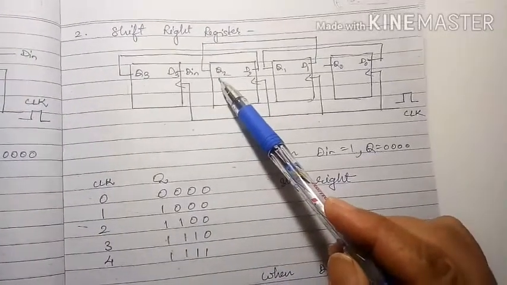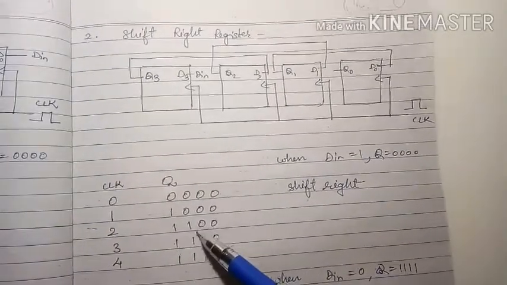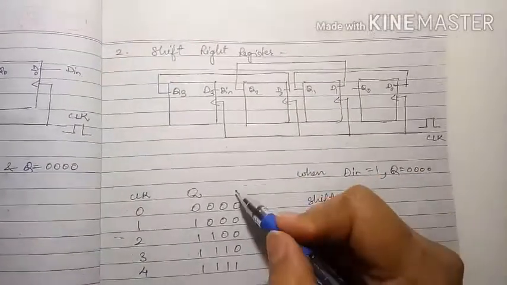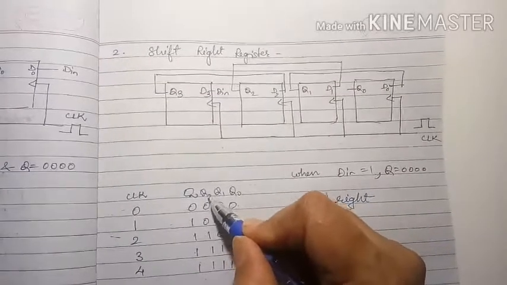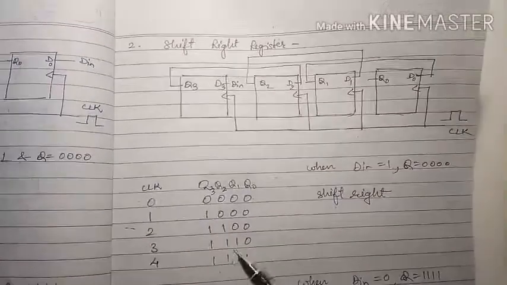Therefore Q2 also becomes 1. Q1 and Q0 are 0. So here with the second clock, Q1, Q0 are 0. This is your Q0, this is your Q1, this is Q2 and this is Q3. Now it is more clear to you.